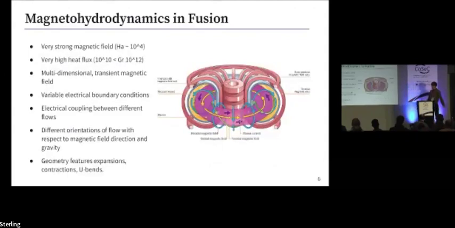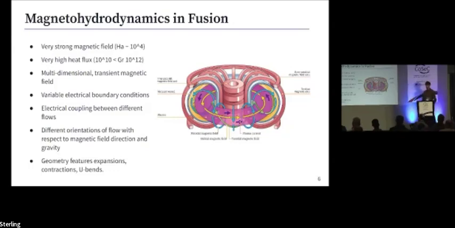So in fusion reactors, we have a very strong magnetic field of the range of Hartmann number 10 to the 4. A Hartmann number is the strength of our electromagnetic force relative to our viscous force within the fluid. So 10 to the 4 is a very high number. And we have a very high heat flux.